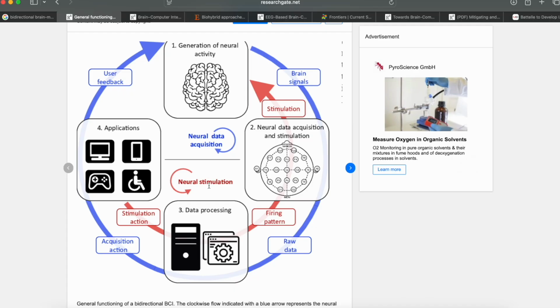And if we follow the red arrow, which is going counterclockwise, it's the neural stimulation. And we start with number 4, the applications. Here we have stimulation action, leading us to number 3. Then we have firing pattern, leading us to number 2. And here we have stimulation, leading us to number 1.